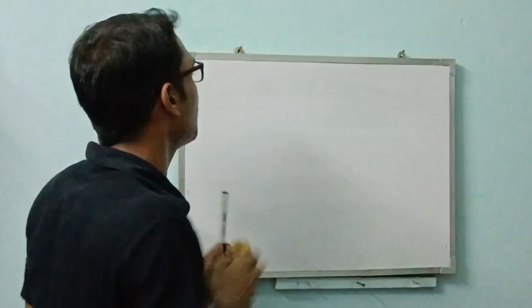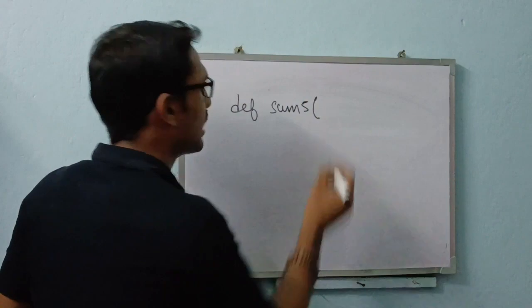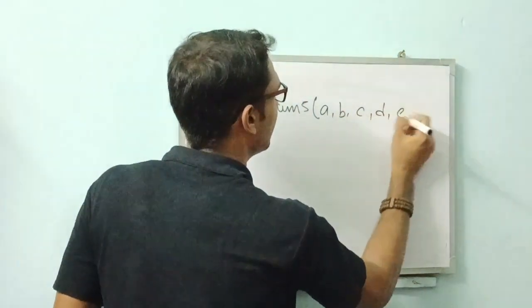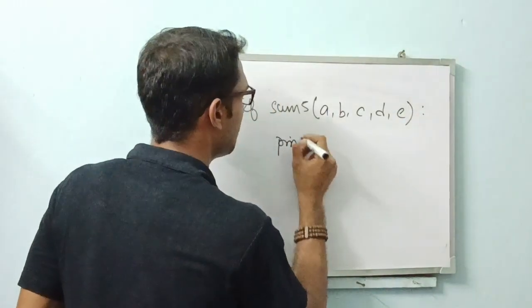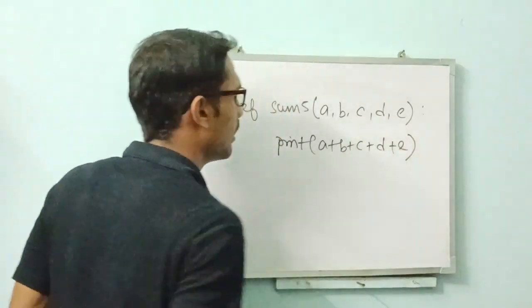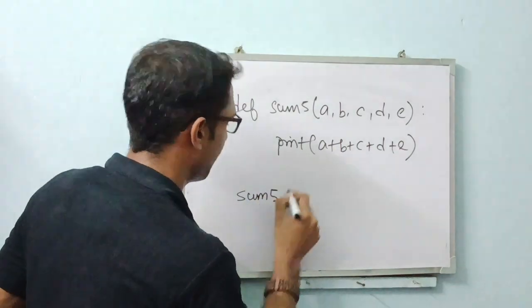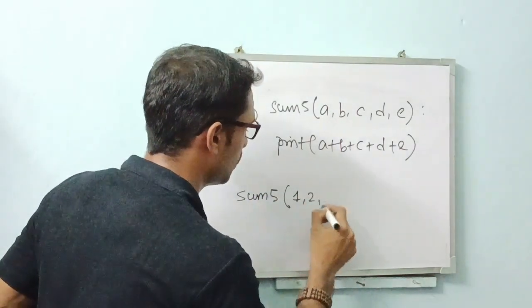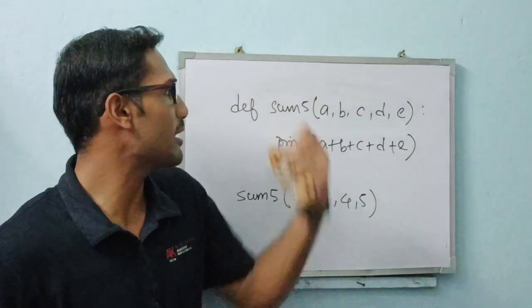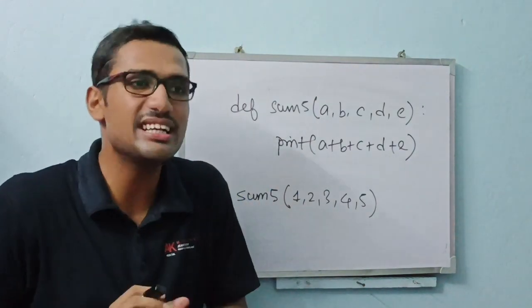Let me define a function, def sum5. I am declaring 5 parameters a, b, c, d, e, and it will simply do the sum of these 5 parameters. Now let me call this function: sum5(1, 2, 3, 4, 5). The way I have called this function is the positional argument approach, which we have already discussed in our last video.